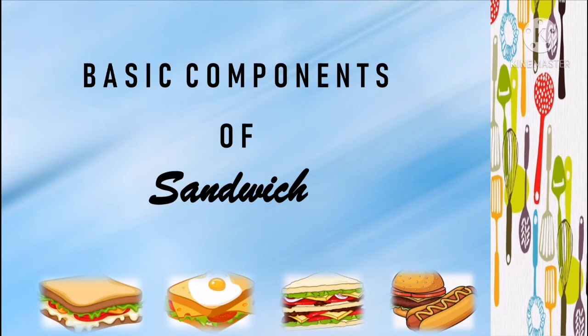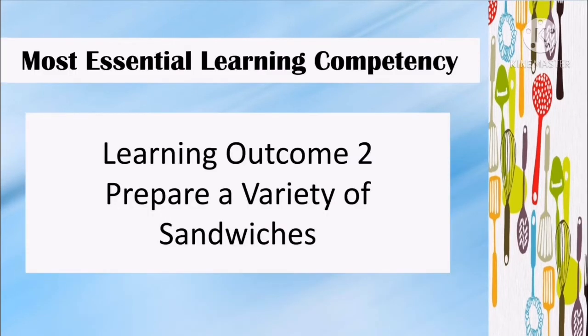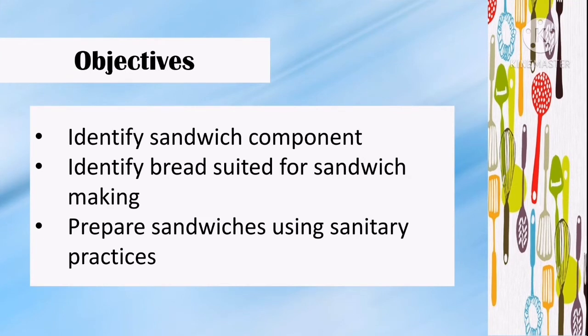Today, our lesson is all about basic components of sandwich. This lesson addresses the most essential learning competency. Learning outcome number 2, prepare a variety of sandwiches. The following objectives are: identify sandwich component, identify bread suited for sandwich making, and prepare sandwiches using sanitary practices.